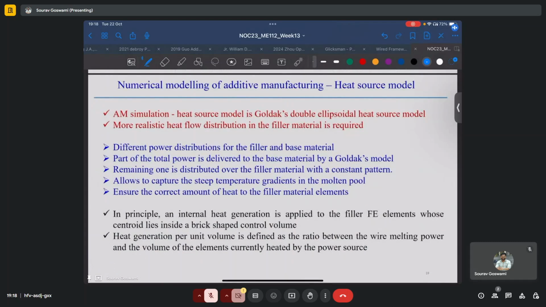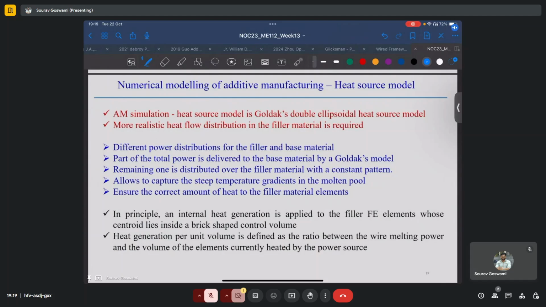In AM simulation, the heat source model is typically chosen as Goldak's double ellipsoidal heat source model. This was originally developed for arc welding type processes, but later was also used for laser welding, electron beam welding, and now also for AM processes. It has certain parameters which can be tuned to best represent the exact scenario. Again, another requirement is that we need to account for the realistic heat flow distribution in the filler material, which is something Goldak's double ellipsoidal heat source model is good at.